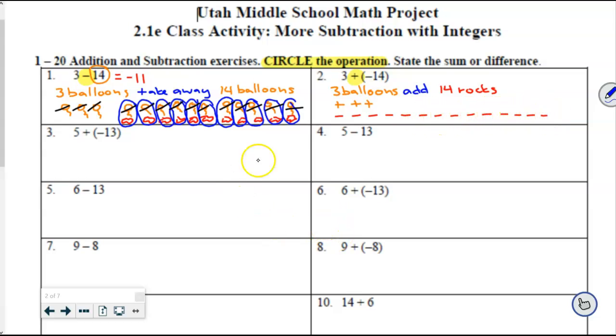Good. And now when I've added, I didn't have to bring in 0 pairs, but now I have created 0 pairs, right? There's a 0. There's a 0. There's a 0. What do I have left after getting rid of those 0 pairs? Count them up. 1, 2, 3, 4, 5, 6, 7, 8, 9, 10, and 11. 11 rocks, so negative 11.